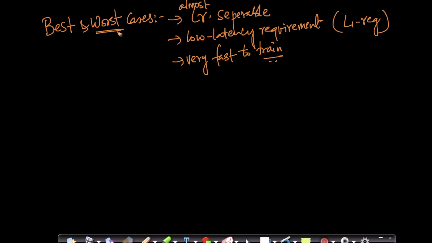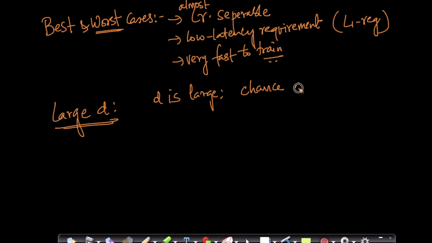The worst case, of course, is if your data is not linearly separable. Logistic regression will not work very well. The next thing is, what happens if you have large dimensionality? If your D is very large, what do you do? If your D is large, logistic regression is fairly good, because your data is lying in a very high dimensional space, which means the chance that your data is linearly separable is also high. Because the data is in a very high dimensional space, there are many more hyperplanes it can choose from.